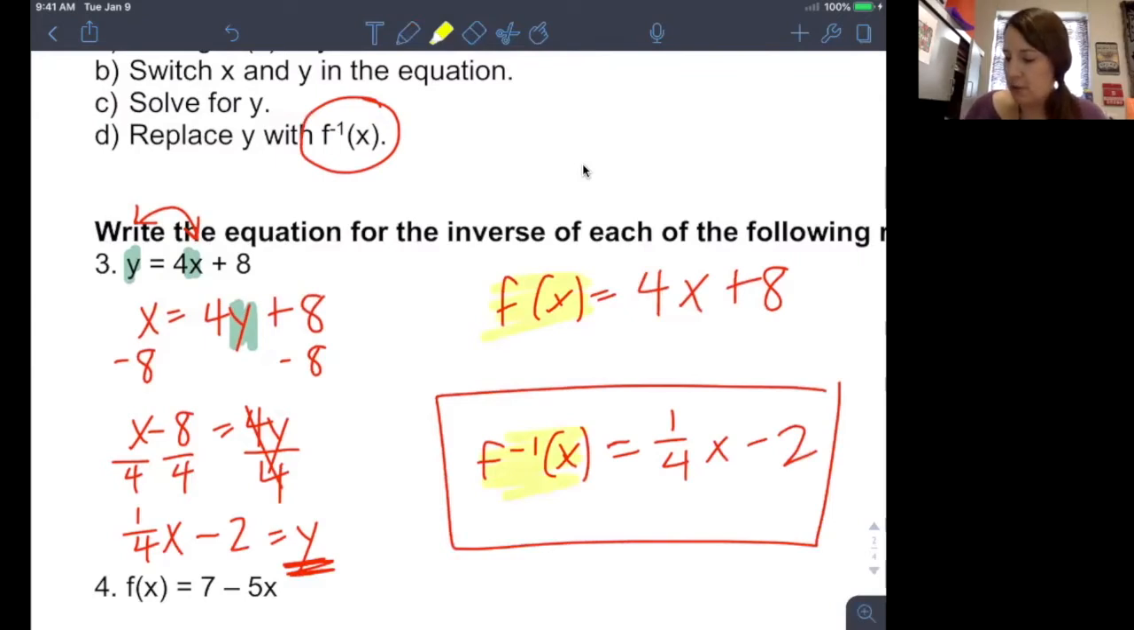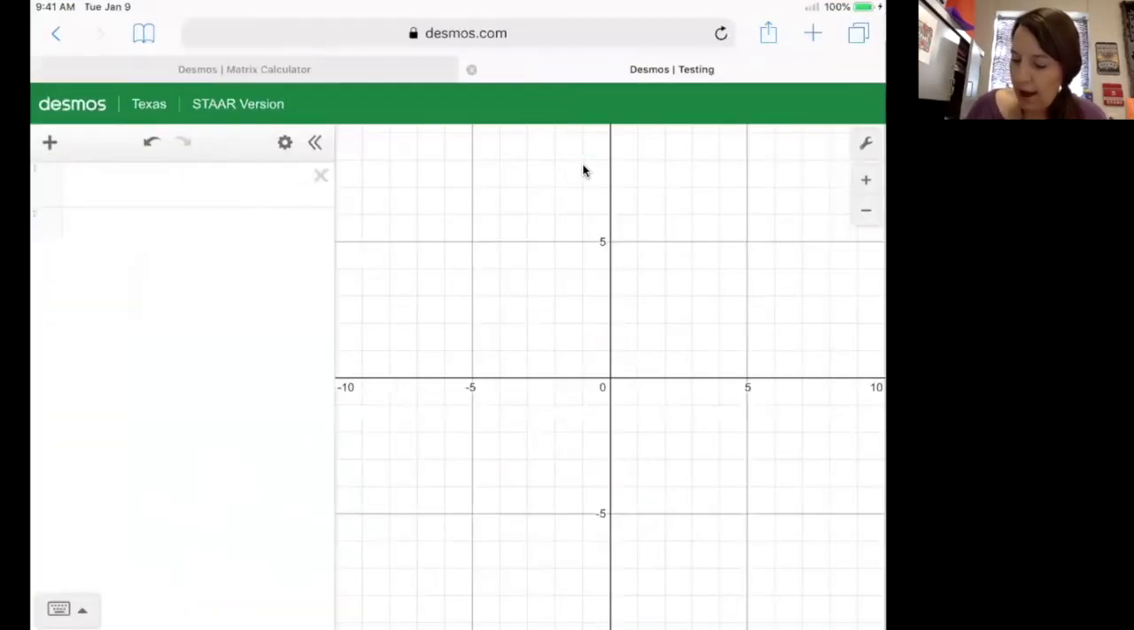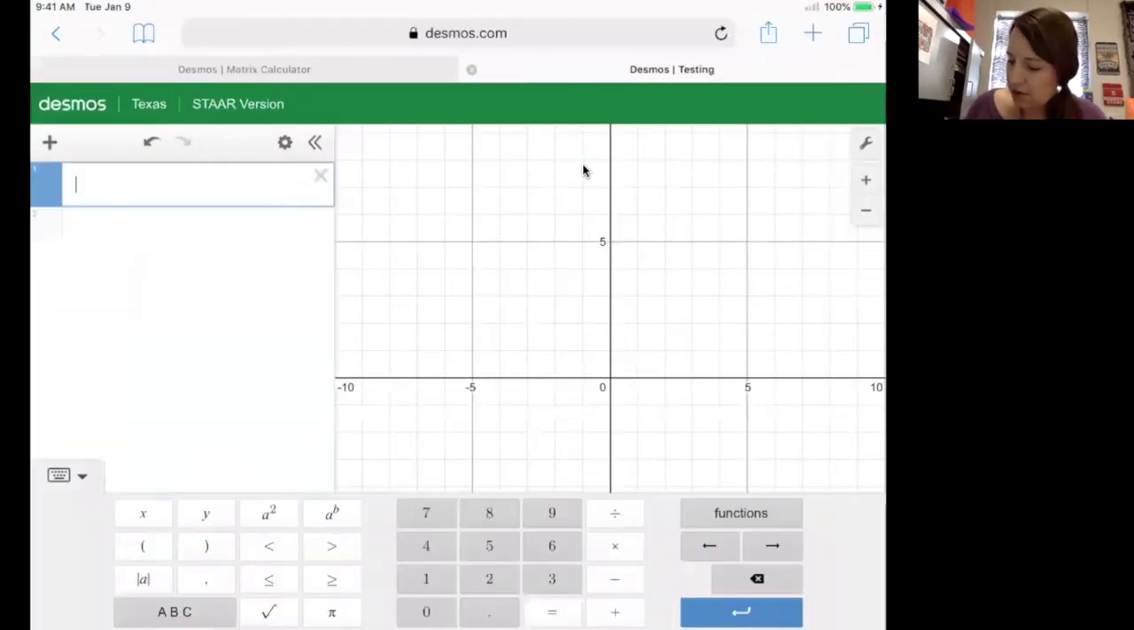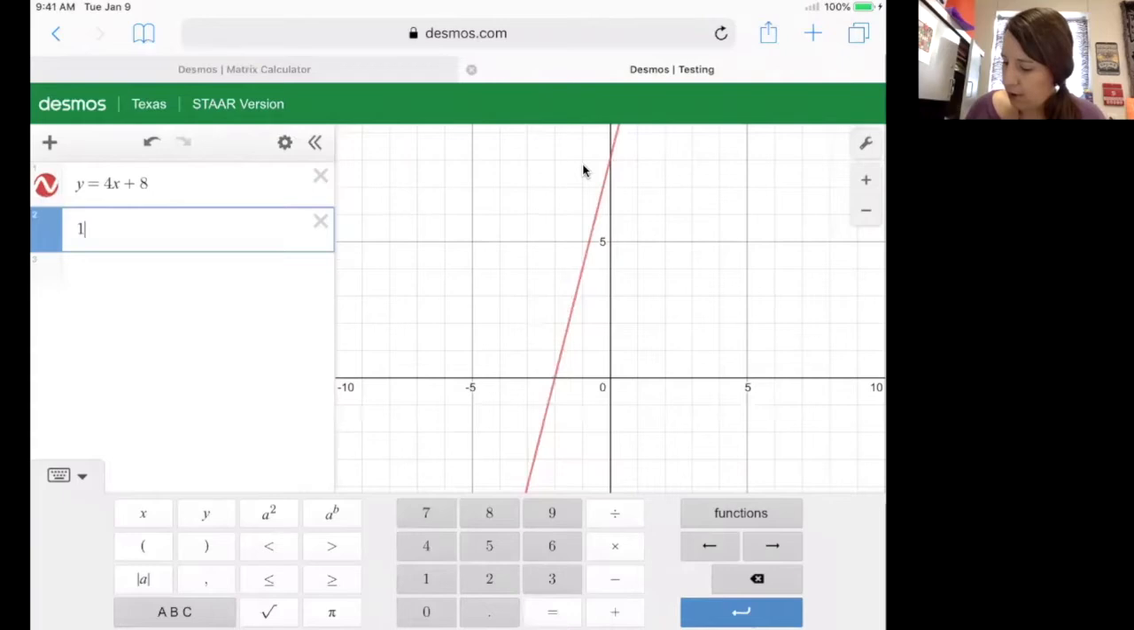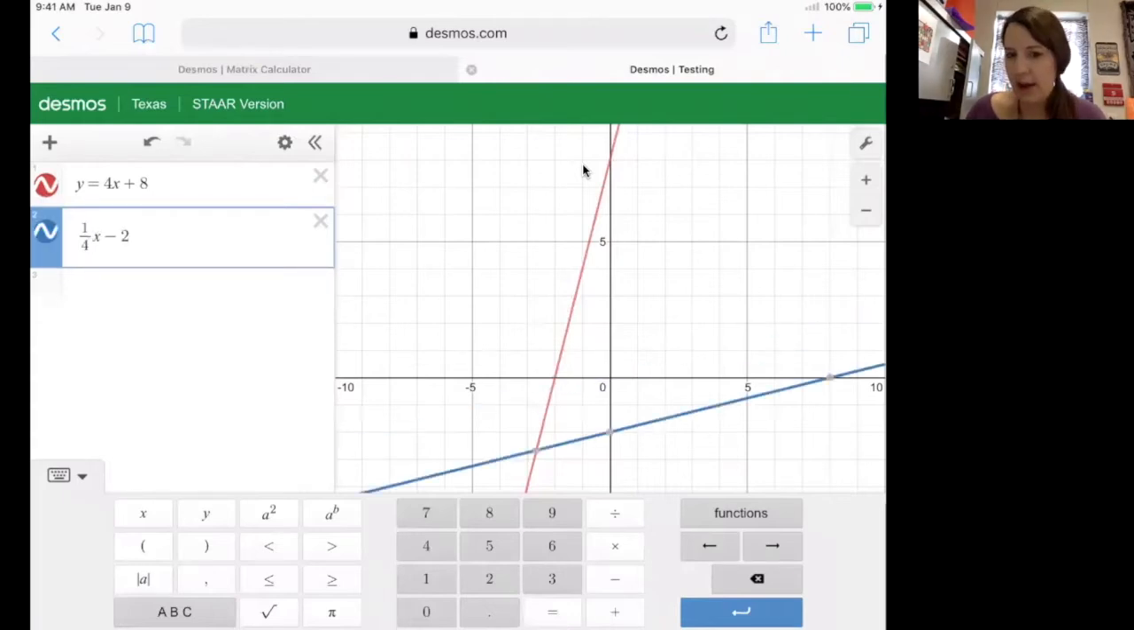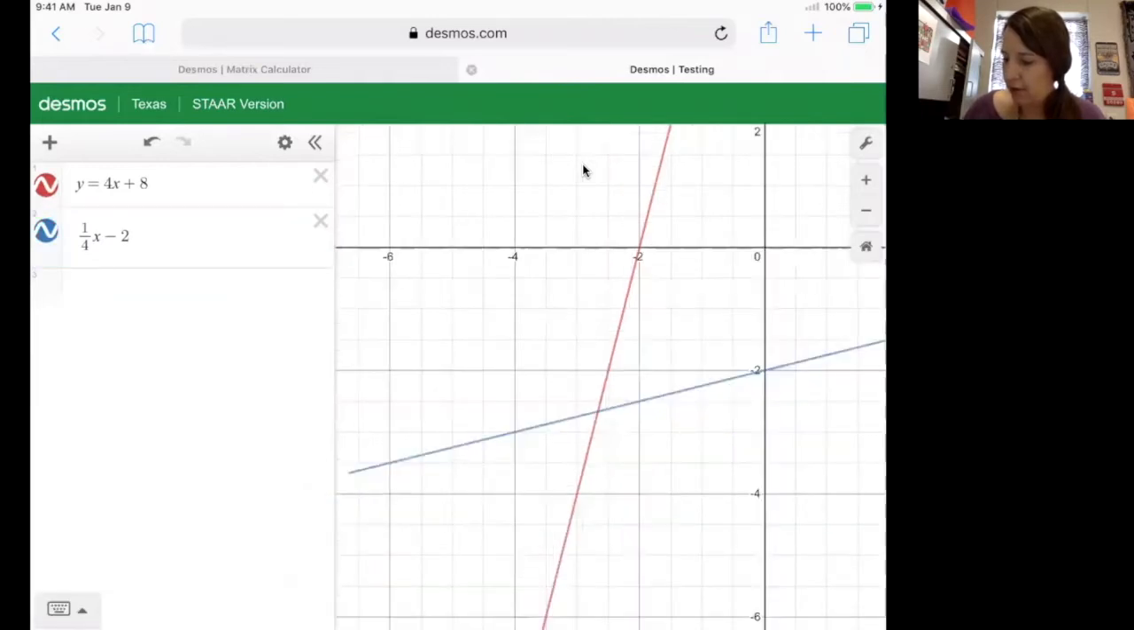So I'm going to go over to Desmos, and we had f of x equals, or y equals, because remember we do have to type that, y equals 4x plus 8. So there's my original one. And then if you remember, the inverse I found right here is 1/4 x minus 2. Okay, so there's that line. I have the original, I have the inverse. I can zoom in on it if I wanted to.